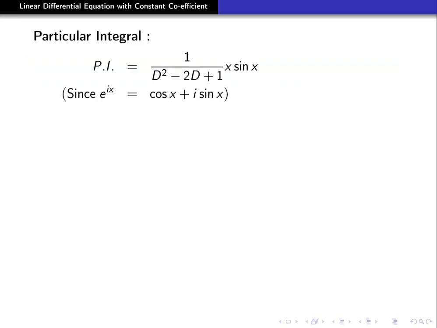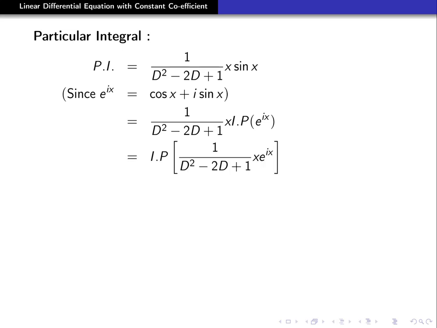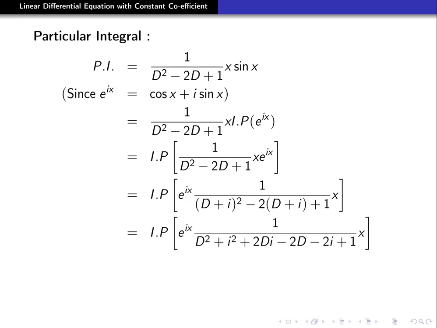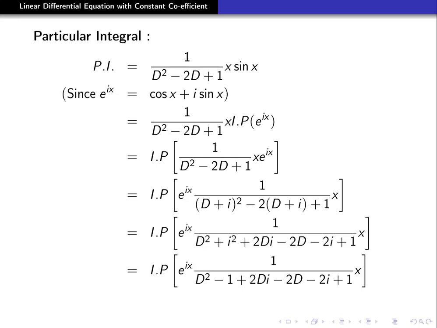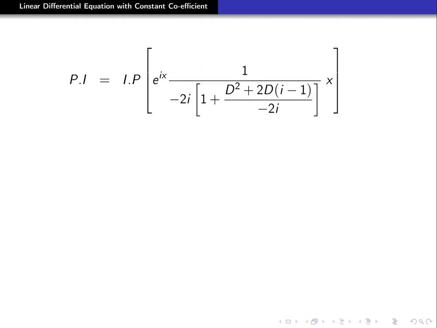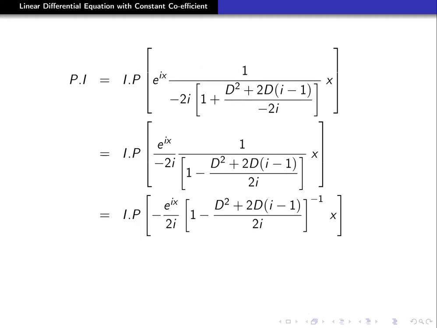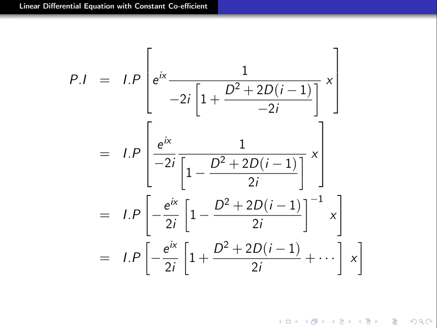So e power ix is cos x plus i sin x. Therefore we take the imaginary part of e power ix. Again I bring this exponential in front. Now we can replace D with D plus a. Here a is i. Therefore wherever D is there, we replace it with D plus i. Expand it and simplify this. So now we bring it to the numerator. It will be an inverse.